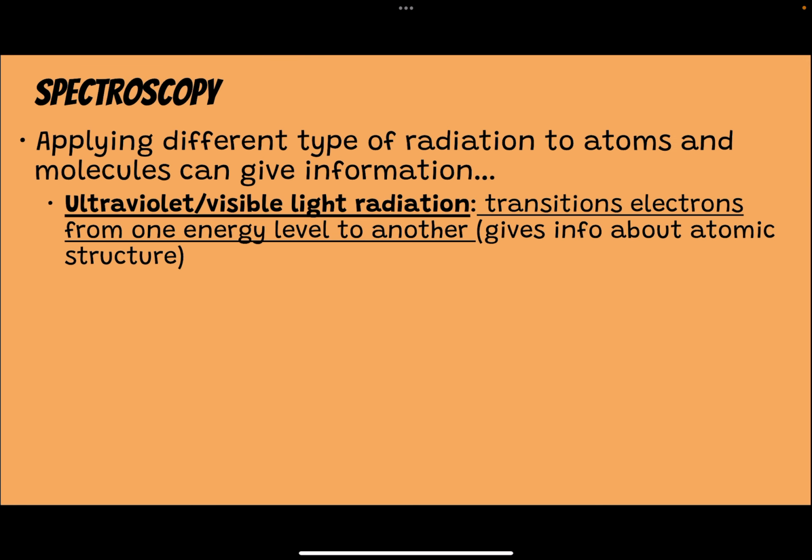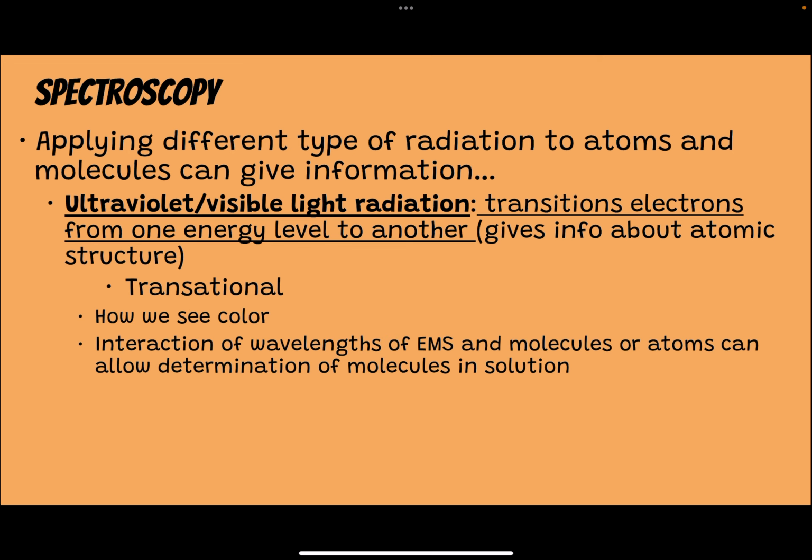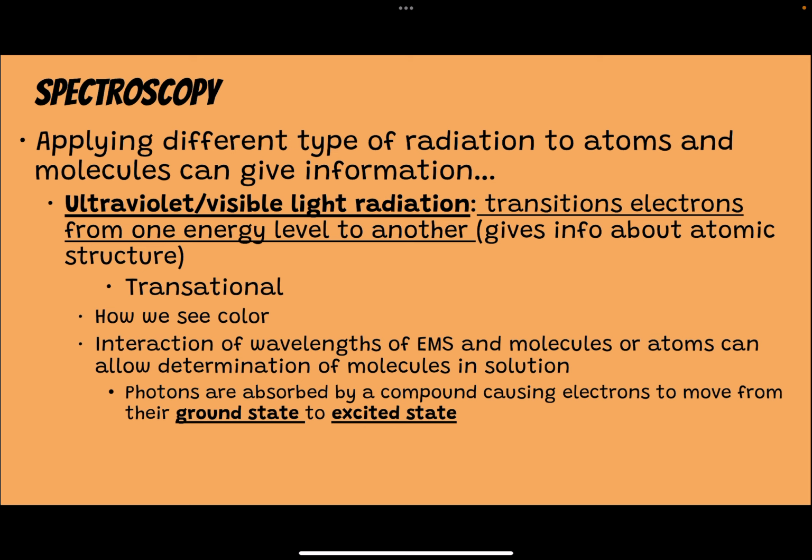All right, so we're looking at spectroscopy. With ultraviolet or visible light radiation, that's the transition of electrons from one energy level to another. So that is our transitional. Whoa, it's misspelled. That's how we see color. When we're talking about transitional radiation, that has to do with visible light, ultraviolet light, the transitions of the electrons. That's why it's called transitional. So maybe to the side, transitional has to do with UV and visible light.